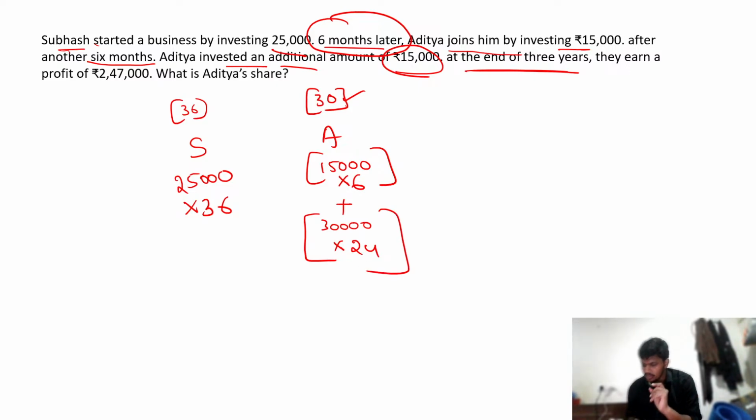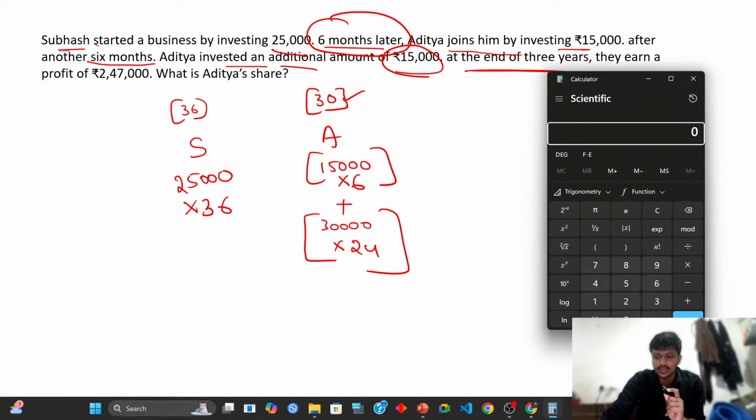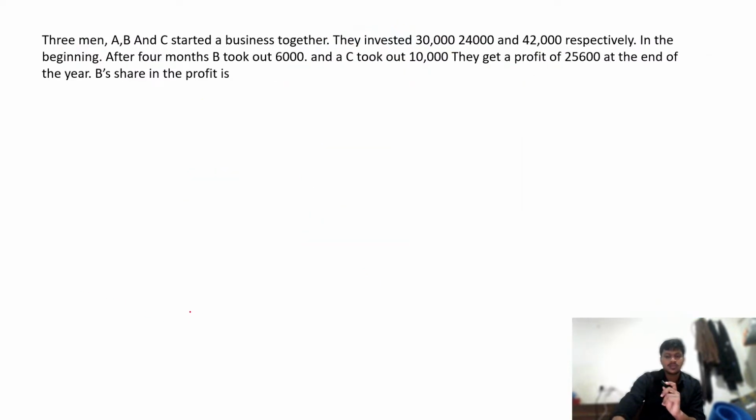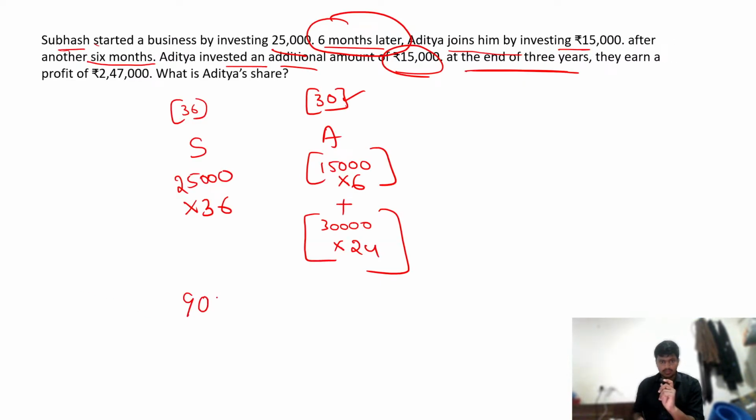Okay. So how much is it? 36 into 25. We'll do this one. I'm not going to do this one, it's going to just waste your time. So we'll directly do it. You are going to get 9 lakh.